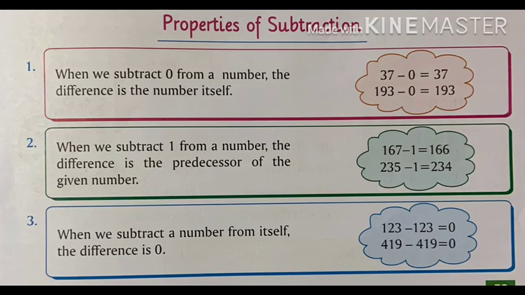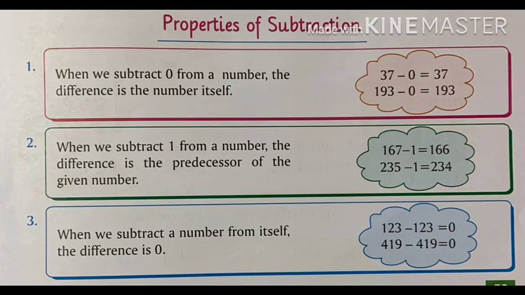Property number 2 says that when we subtract 1 from any number, the difference is the predecessor of the given number. For example, if we subtract 1 from 167, what do we get? We will get 166, which is the predecessor of 167. Take another example. 235 minus 1 will be equal to 234. And 234 is the predecessor of 235. So this is property number 2.